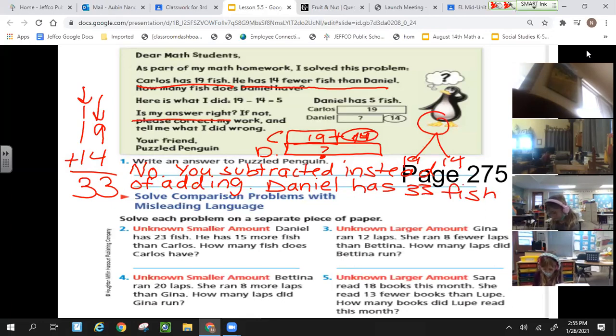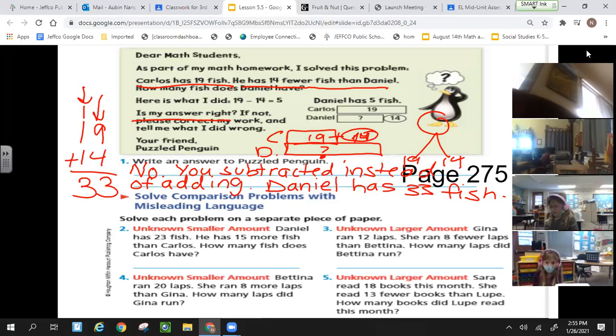Right? Daniel has 33 fish. How did we do? Yes? Yes. No? Yes. Maybe you got half of it? You're halfway there? Okay. All right.